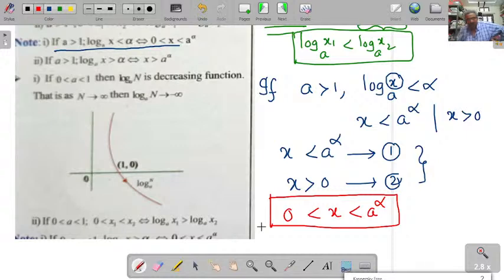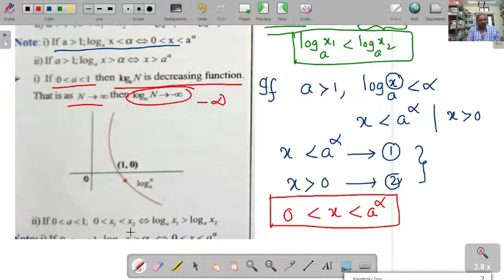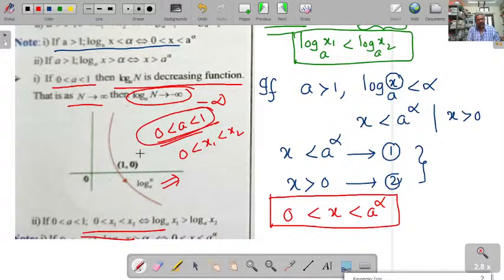Next, if 0 less than a less than 1, log n to the base a is a decreasing function. If n tends to infinity, log n to the base a tends to negative infinity. Similarly, suppose 0 less than a less than 1, and 0 less than x1, x1 less than x2. If you apply the logarithm, as the base lies between 0 and 1, log x1 to the base a is greater than log x2 to the base a. This needs to be written.